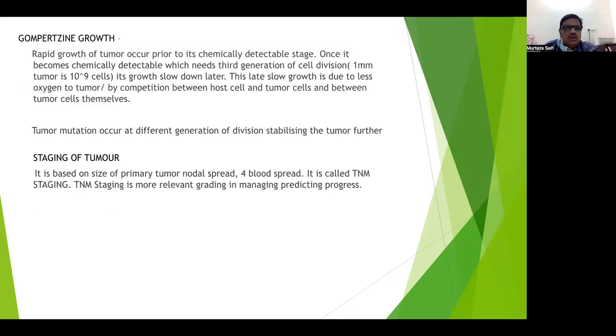So these are all features of malignant cells.